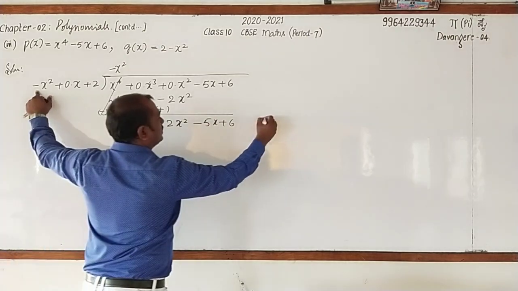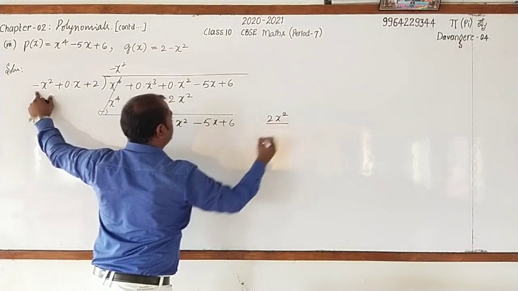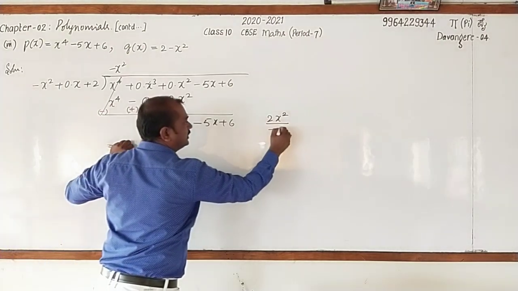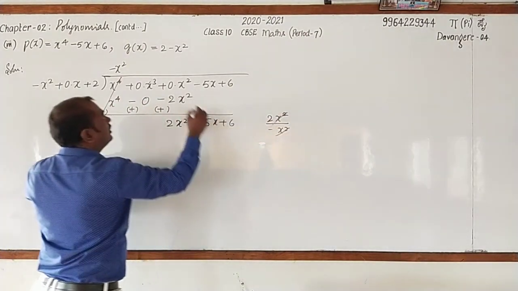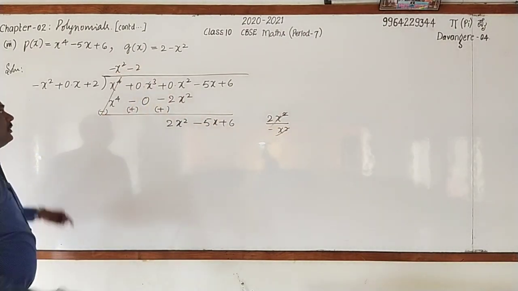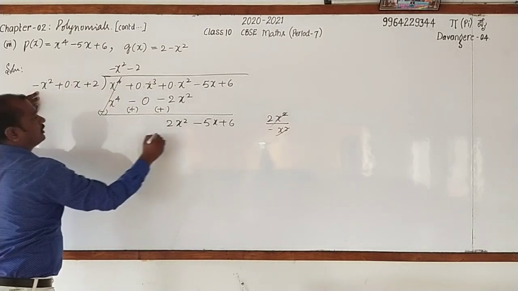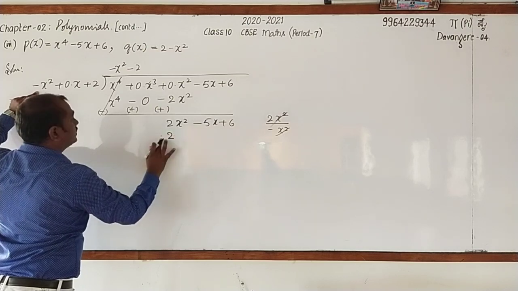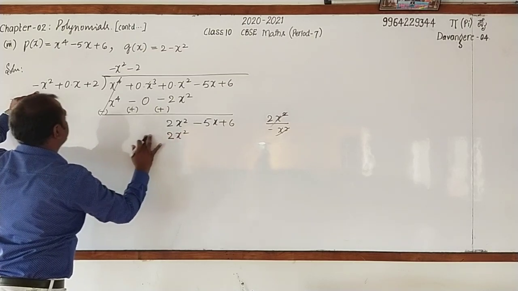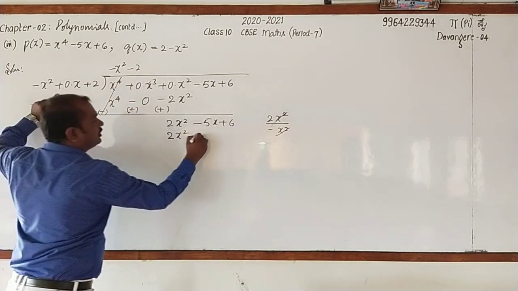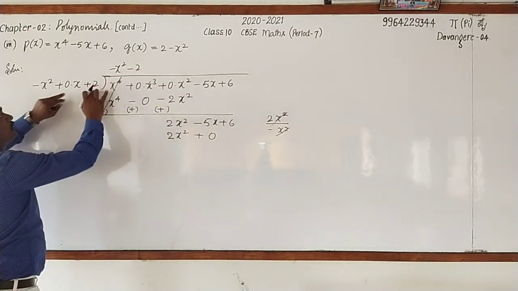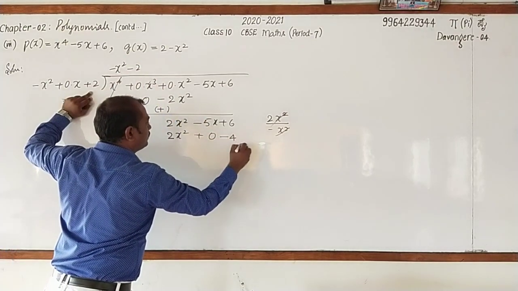Yes, you can go for this method. 2x square by minus x square, see, get cancelled. Minus 2 will remain. Multiply minus 2 with all the three terms. Minus 2 into x square, it is minus 2 into minus x square plus 2x square. Minus 2 into 0, it is 0. Minus 2 into minus 2, minus 4.